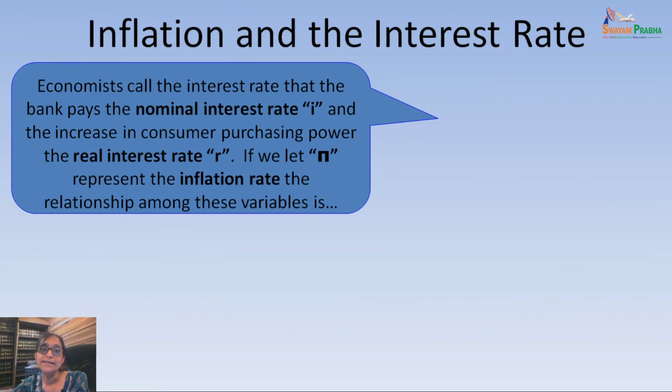Now, after understanding what causes inflation, we have understood demand pull and cost push. We have understood how the wage price spiral takes place. A very important and interesting concept, which all of us somewhere or other use in our practical life, is the concept of interest rates and inflation. There are two types of rate of interest which we talk about. One is called the nominal interest rate and the other is called the real interest rate.